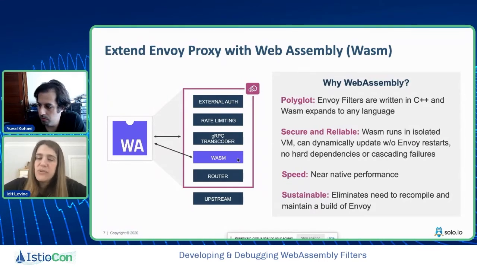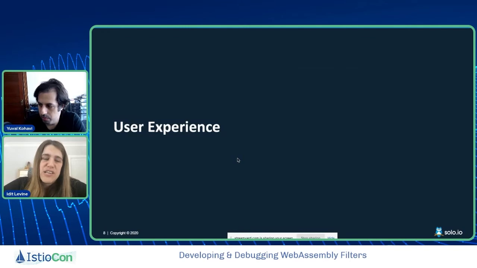The third one is the speed, of course, right? In a nutshell, this is a request path. There's nothing more important than latency, right? You really do not want to slow down the request path dramatically. And the last one is the fact that we don't need to build Envoy, which is great, right? We can just take upstream Envoy and put whatever we want on top of it. Very useful.